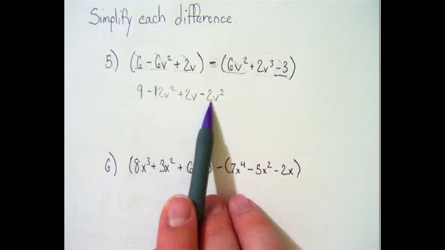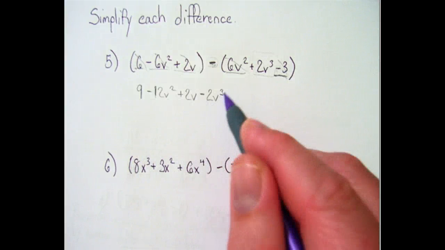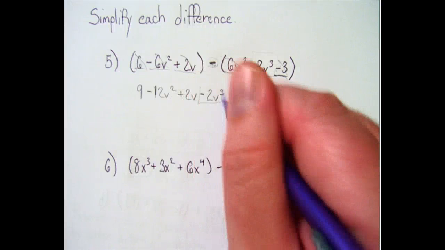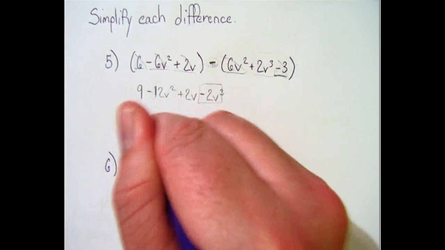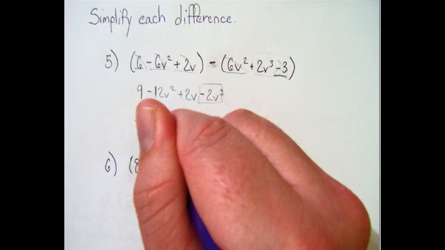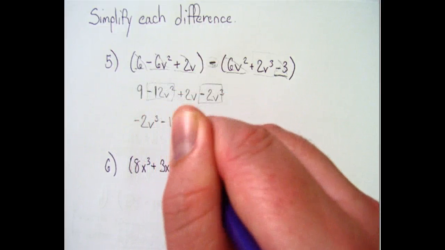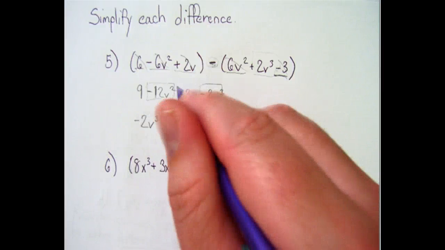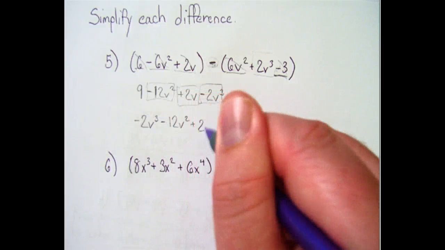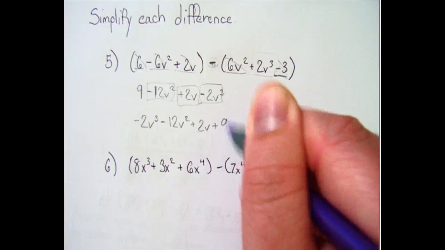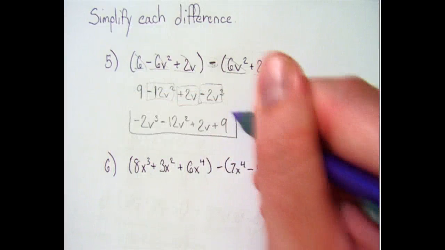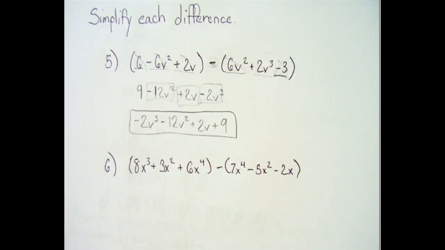Alright, we have this, but we need to rewrite it in standard form. Find our largest term and write that first. So we have negative 2v cubed. Our next largest term would be v squared. And then just v. And finally, our constant term. And so there is our simplified polynomial.